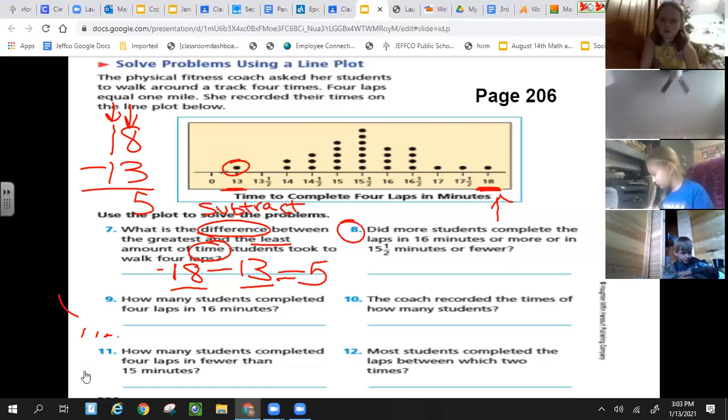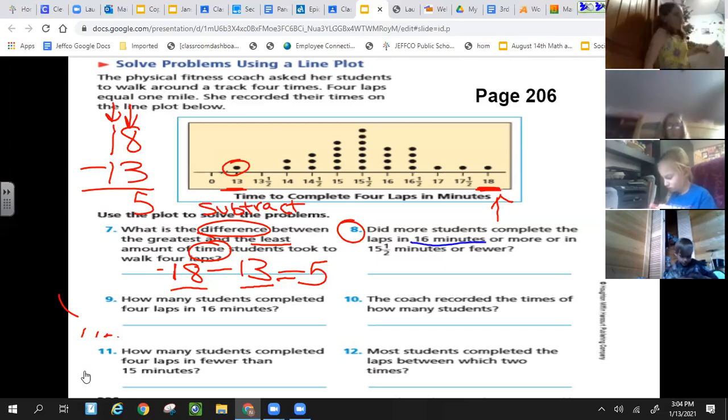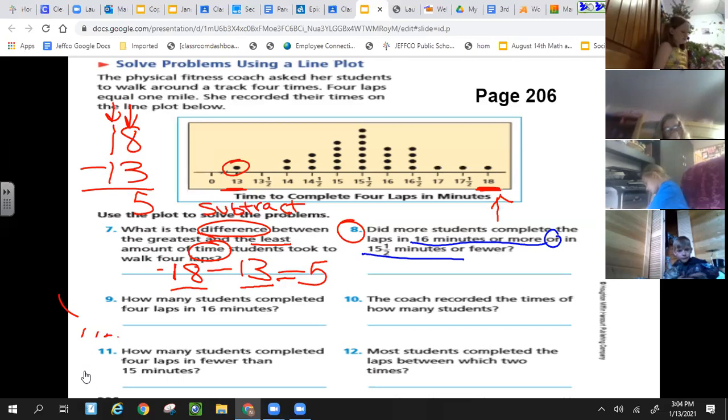Then we're going to do one more, then we're going to play Gimkit. So stay tuned here. All right, the last problem is this. More students complete the laps in 16 minutes or more, or in 15 and a half minutes or fewer? We did a problem like this this week.